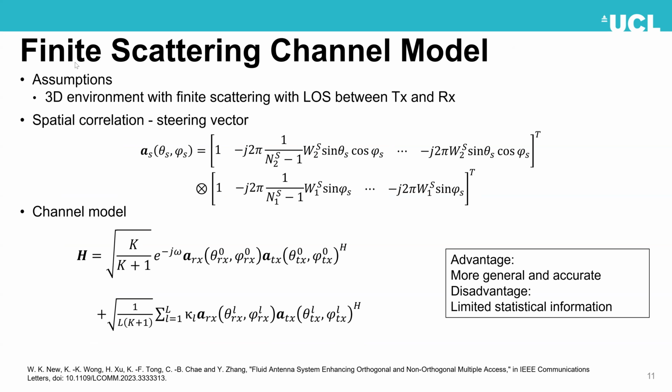Lastly, we'll talk about the finite scattering channel model, and I believe this would be one of the most general channel models that we'll discuss in this tutorial. So compared to the previous channel model, this channel model further considers line of sight and also the finite scattering effects. Now, in this channel model, the spatial correlation can be considered using the steering vector here.